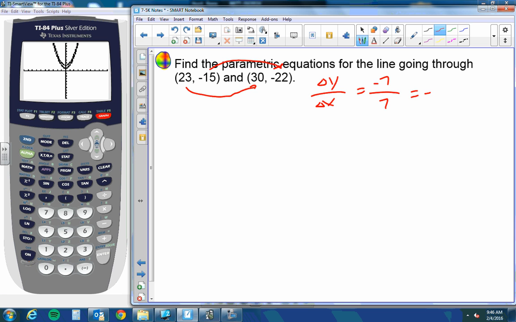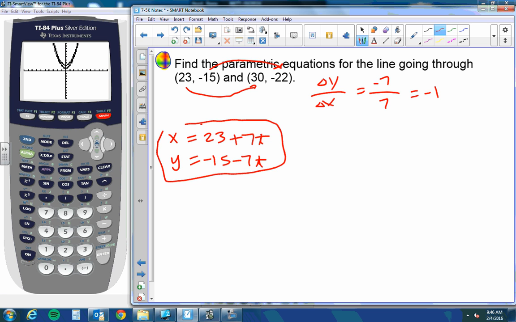So the slope's -1. Actually, the first way I'm going to write the parametrics won't even use the slope. What I'm going to say, and I'm going to choose to use this point, is the x value starts at 23, and the x value is increased by 7, then that's your equation. The y values start at -15 and decrease by 7. And there you go. There's a pair. This is a t, and that's t. There's a set of parametric equations that would draw that line.